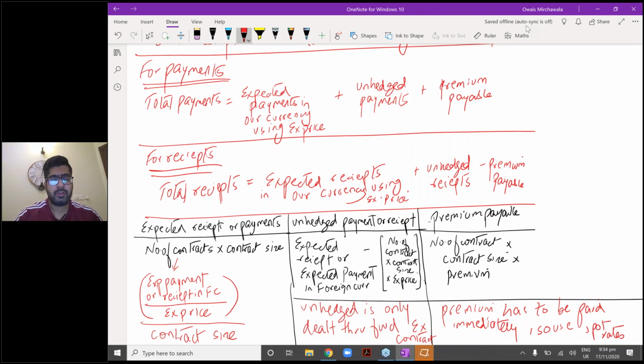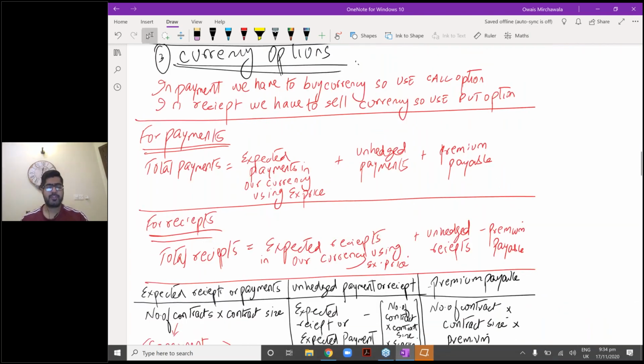Okay, so when we discuss currency options, maybe when the method is discussed in theory, you will feel that it's just rote learning. But when I explain this in a question, you will really feel comfortable with this method. Okay.